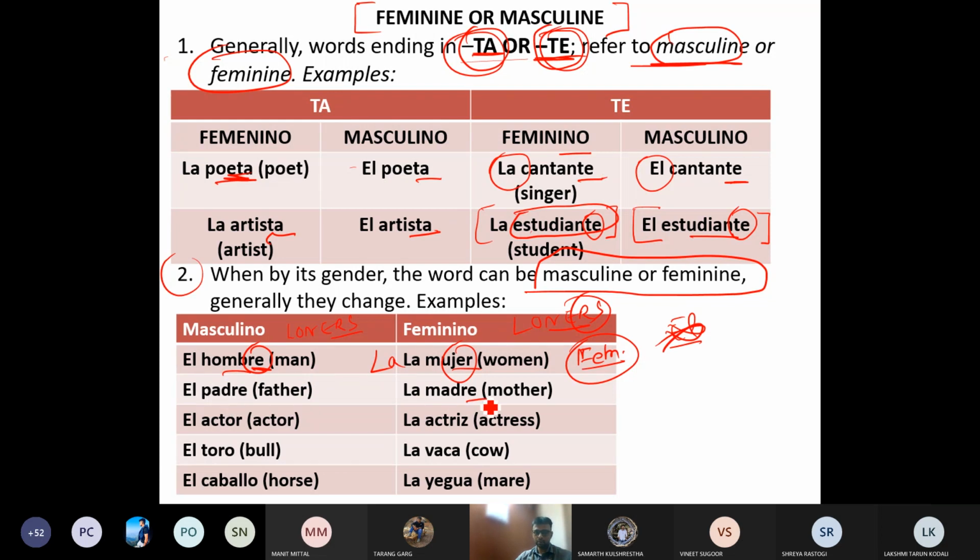El padre, la madre. El actor, la actriz. El toro, la vaca. So vaca is feminine, so we are using la. Toro is masculine, so we are using el. Same way, the last one, caballo and yegua. El and la, we are using according to the gender. So no need to apply any of the -r rule or other rules which I have shown you earlier. Just find out how they are categorized by using your common sense or your knowledge about science.